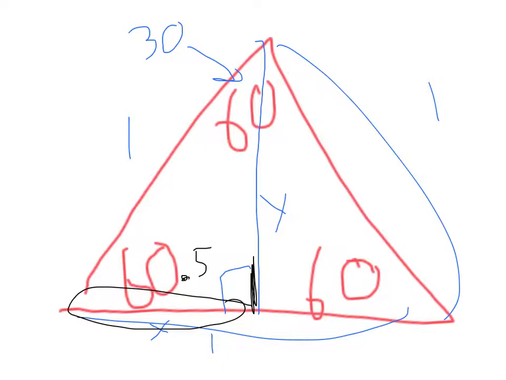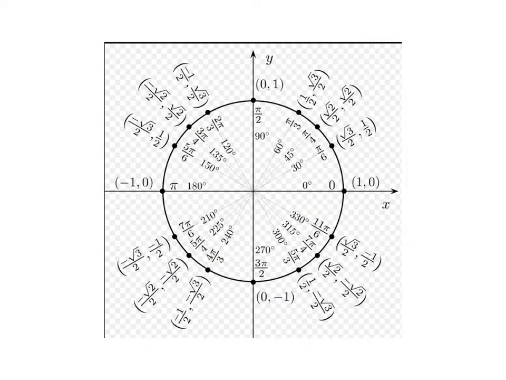The y value you could use the Pythagorean theorem. Just to save time here, I'm going to do it. It's square root of 3 over 2. That's our y. You could do x squared, or 0.5 squared, plus y squared equals 1 squared, and you'll get square root of 3 over 2. So now, how does this all tie into the unit circle?